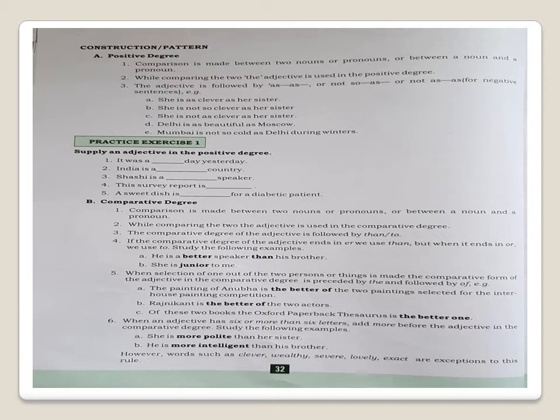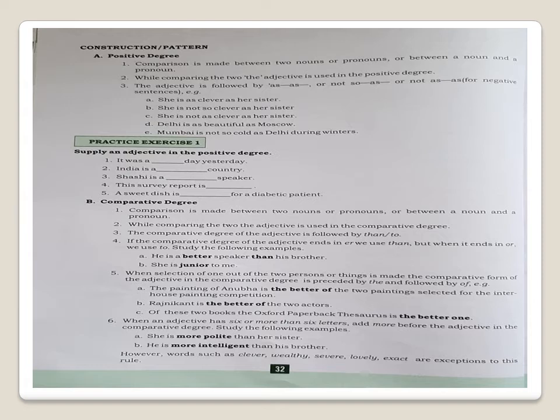Better may be spelled double T, E, R, so this adjective word ends with er. Better, so we use than here. In the second sentence, see here, she is junior to me. Junior ends with or, so here we have used to, not than. Got my point? So if the comparative degree of the adjective ends in er, we use than, but when it ends in or, we use to. Remember it.